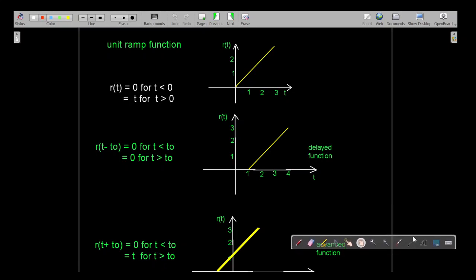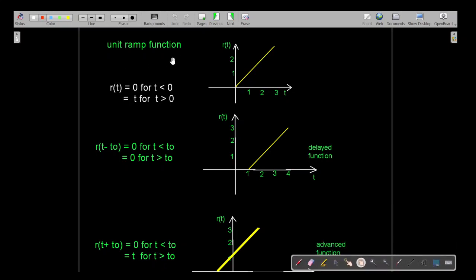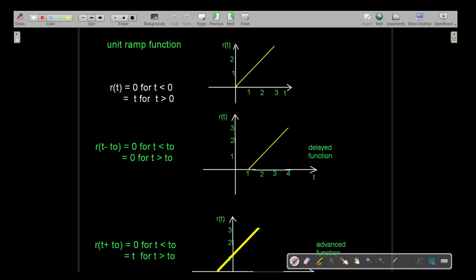Okay, so first, if we want to see the ramp function, its mathematical representation is r of t equal to 0 for t less than 0, and it is equal to t for t greater than 0. Okay, so it is a unit ramp function, so its slope is 1. So we should know that it is a unit ramp function. So what about the slope? The slope is equal to 1.